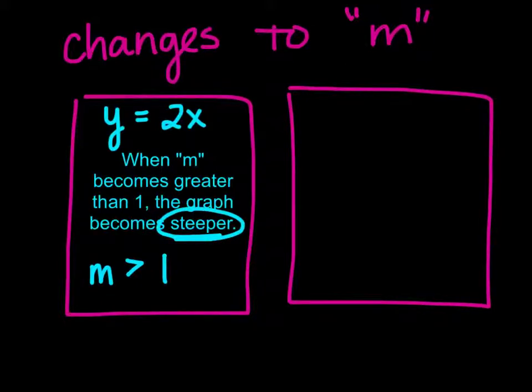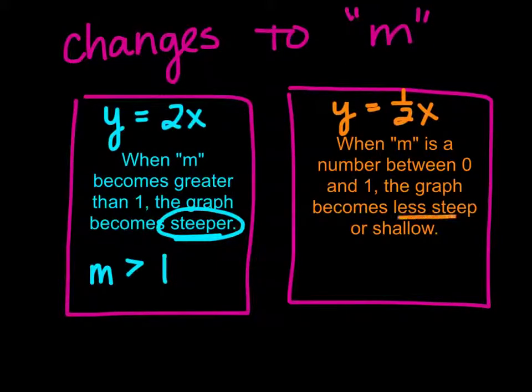Now, the other option that we looked at was when we had y equals 1/2 x. So this is where we were looking at it becoming a fraction, or any number between 0 and 1. So when this happened, when m is between 0 and 1, the graph is going to become less steep or shallow. So again, if m falls in between 0 and 1, meaning most of the time it's going to be a fraction, but make sure it's a fraction that's not an improper fraction, it will be less steep or shallow. So again, think of it as changes to m changing the steepness of the line.